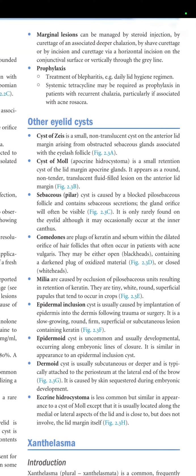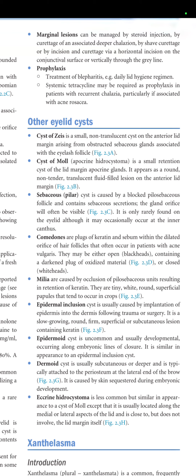Then there is a sebaceous cyst. It is caused by a blocked pilosebaceous follicle and contains sebaceous secretion. The gland orifice is often visible. It is only rarely found in the eyelids, though it may occasionally occur at the inner canthus.